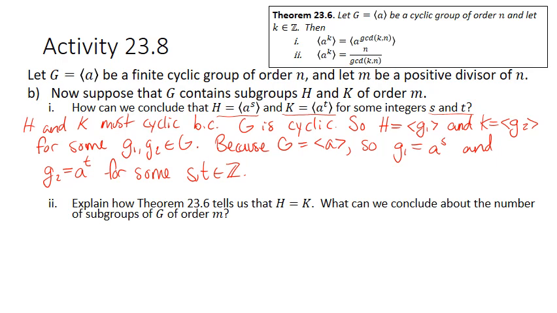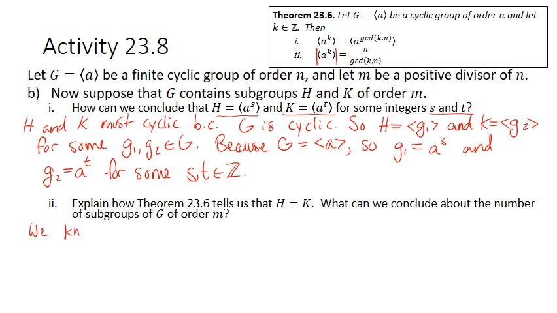Explain how theorem 23.6 tells us that h equals k. What can we conclude about the number of subgroups of G of order m? Okay, so this is actually kind of complicated, and let me fix the typo on theorem 23.6. It's supposed to have lines there. Like I said, it's kind of complicated, but it's based on the fact that we know the order of these groups. So we know the following.